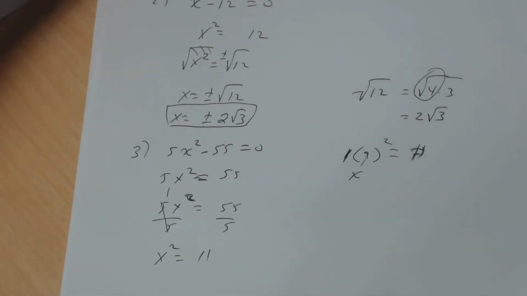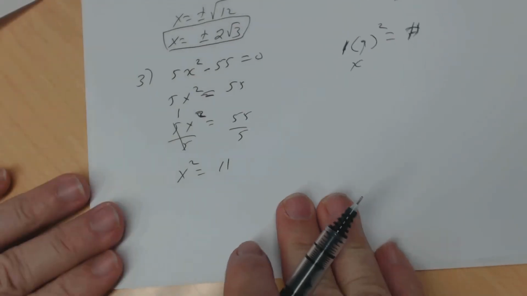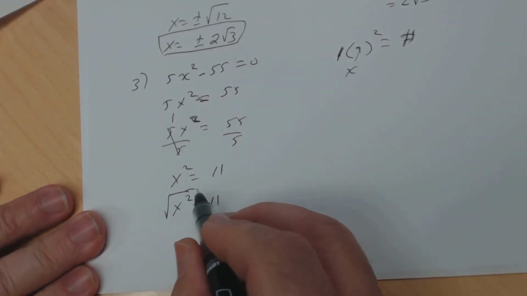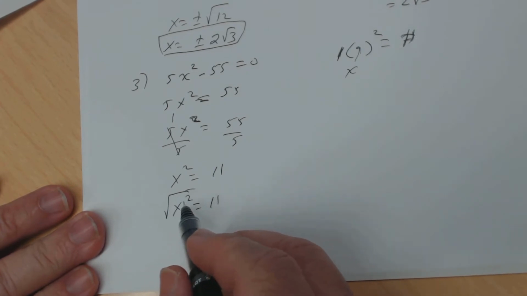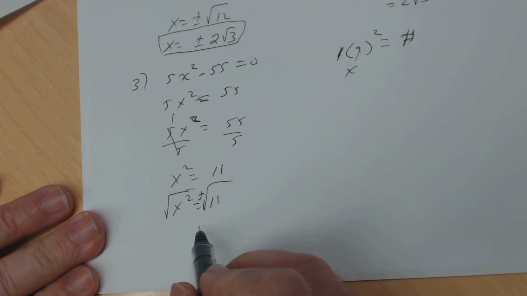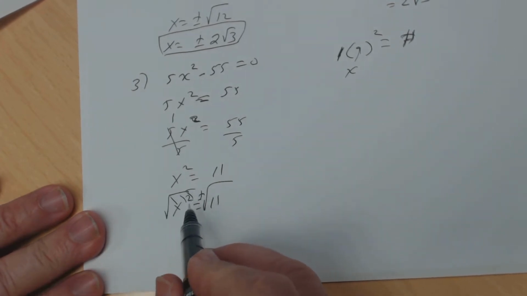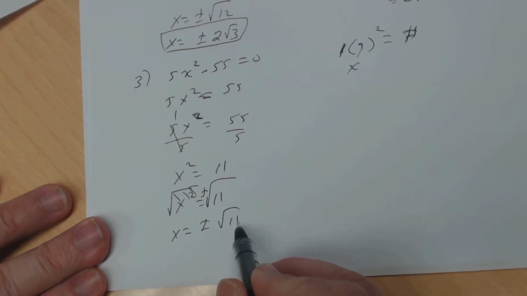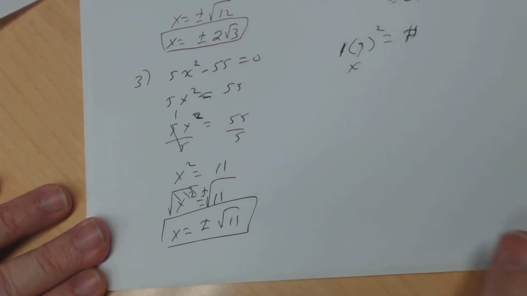That's where I'm at. Finally, you're going to take the square root of both sides, because right now you're squaring, and the opposite of squaring is to take the square root. Remember, when you take the square root of both sides, you get plus or minus. The square and the square root undo each other, so you get x equals plus or minus the square root of 11. And so that's what you get.